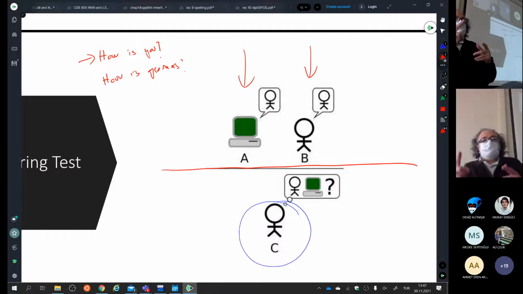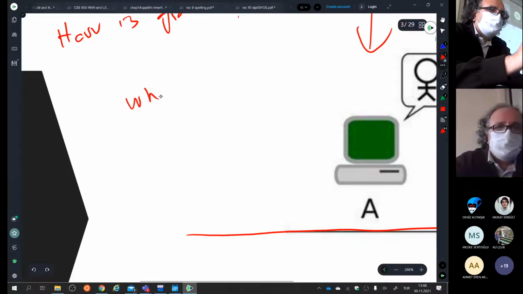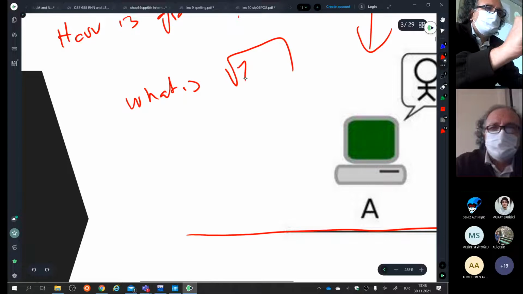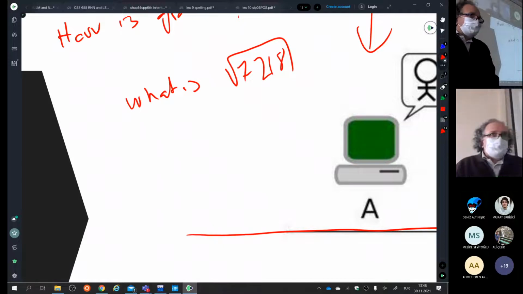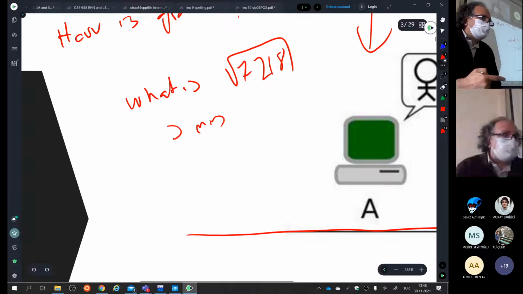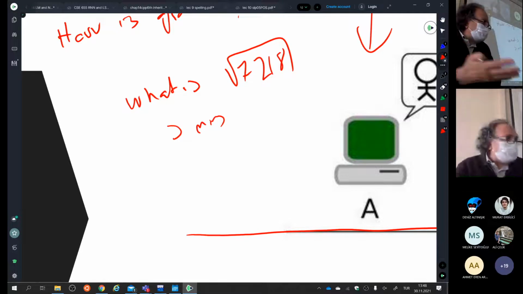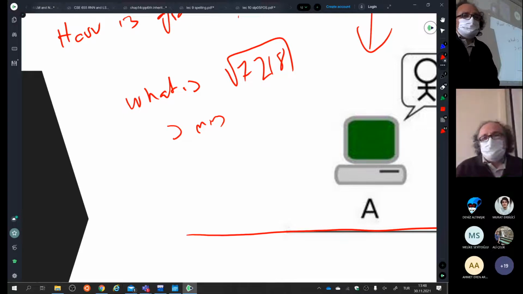No. So another question. Here is a question for you. Somebody asked computer this one. What is square root of 7,218? Okay, what would you say? If I ask you this question as a human, what would you say? I can't answer. Or you would wait maybe 3 minutes and you give the wrong answer, right? That's what the computer is doing. That's what the computer should do to fool the other side, right? This is not intelligence. This is human mimicking, right? Human mimicking does not mean intelligence.